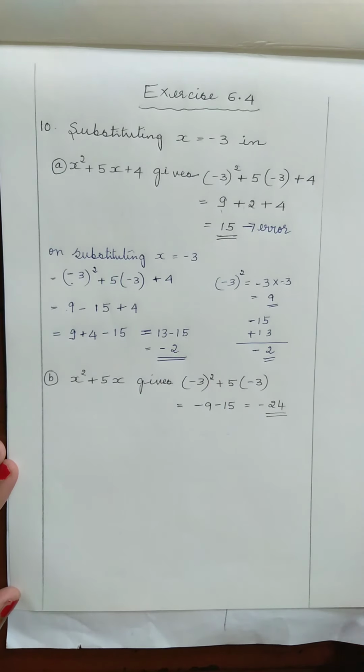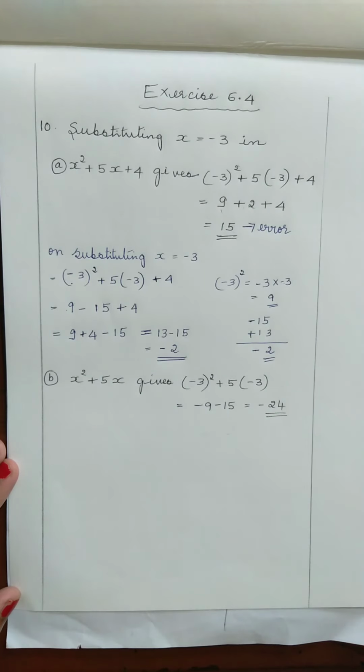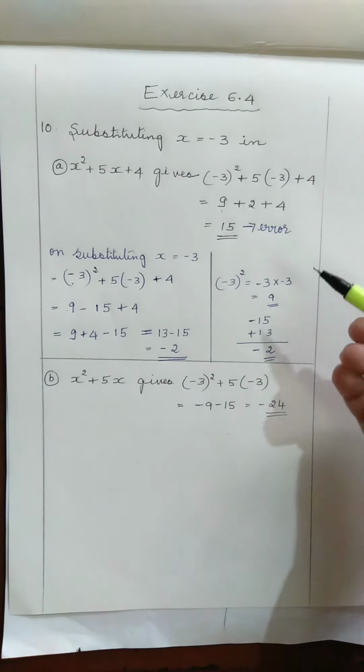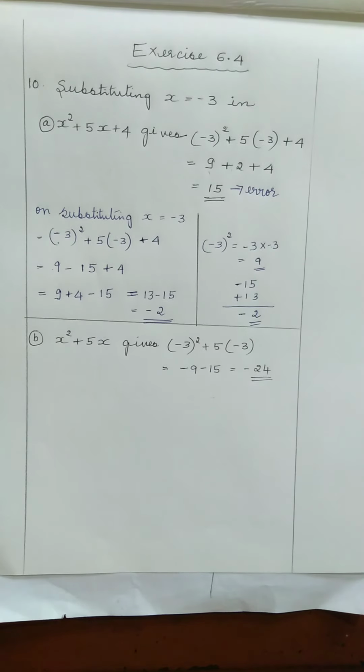Therefore, on substituting x equal to minus 3 in the equation x square plus 5x plus 4, the answer we obtain is minus 2, not 15. So, this is the answer, children. Now, consider the B problem.